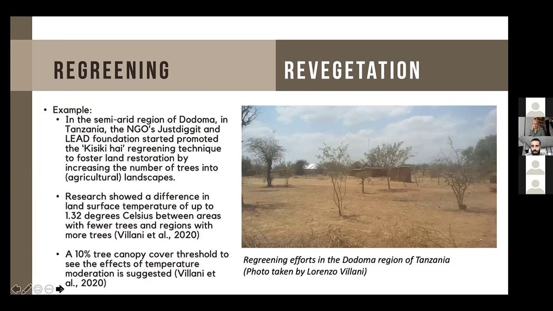Next slide. Yeah, so here's an example, but we had a very similar one from Thijs, of course, or maybe even the same one. I'm not sure, but this is also about just Liggett's work, which we were helping with the monitoring of. The research that we did in this area by a previous colleague, Lorenzo, found a difference in land surface temperature of up to 1.32 degrees. This is between areas with fewer trees and regions with more trees. So it really does have an impact, and quite quickly. So a 10% tree canopy cover threshold is what you need to start seeing these effects on temperature moderation. And we can move on to the next one.